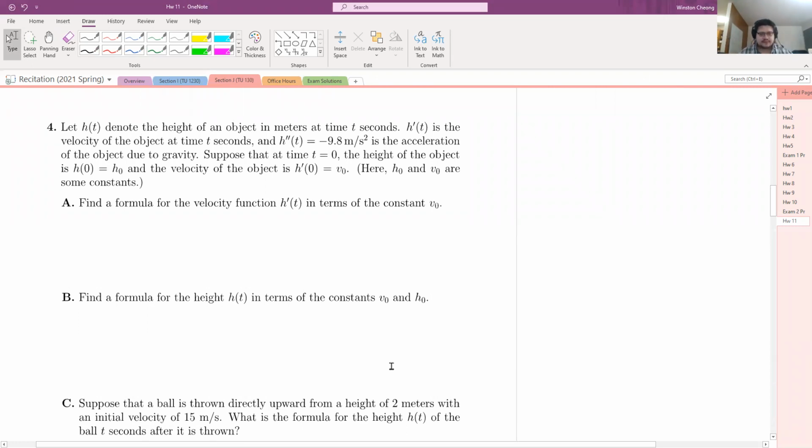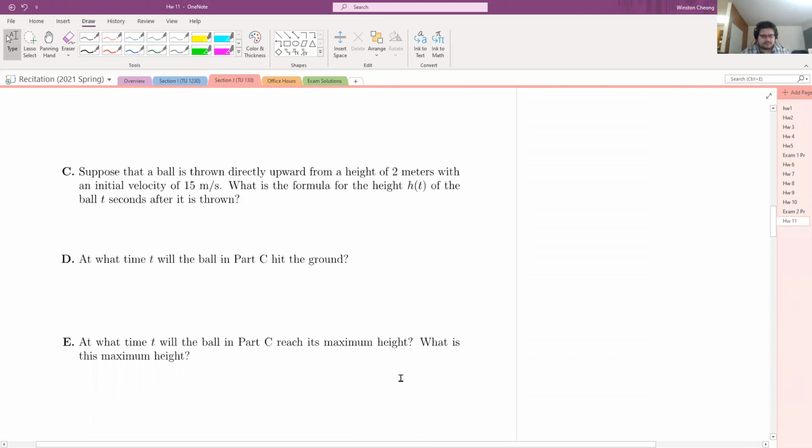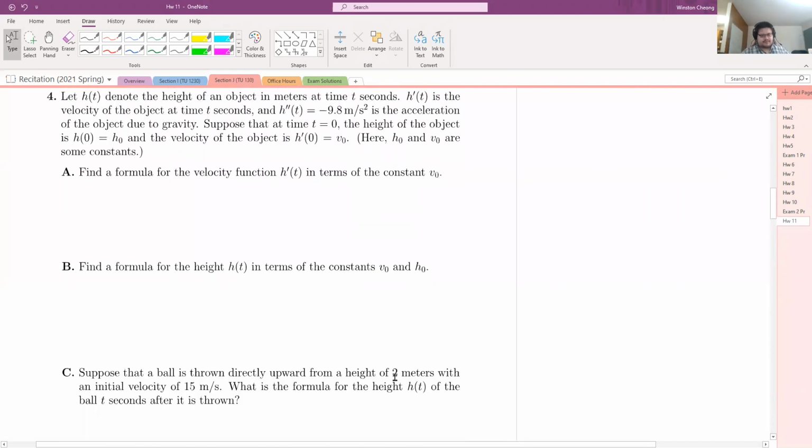So number 4 actually takes up the entire page. There are a bunch of different parts, but we start off with essentially the same thing we've been doing. It's just some more variables are introduced. So here we've got the second derivative function, which is actually just a constant function. I'm trying to draw straight, but I can't seem to. And we have these initial conditions, h at 0 and h prime at 0.